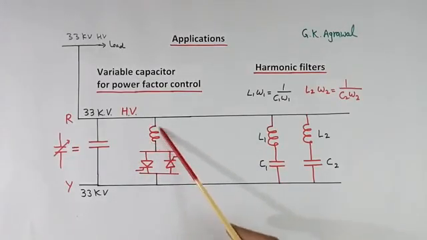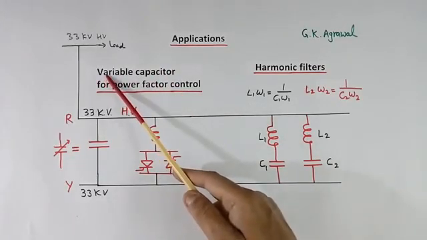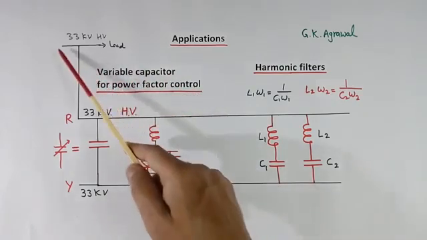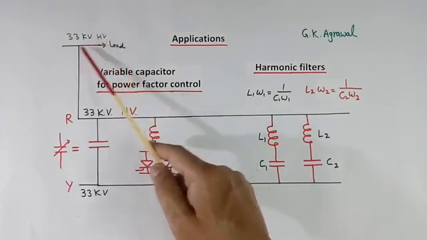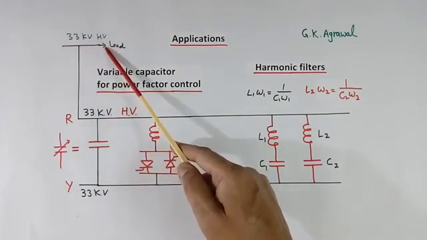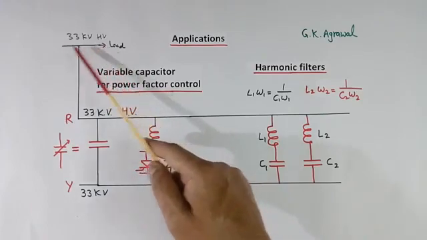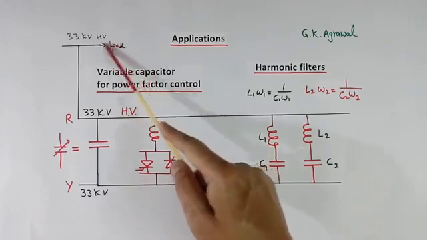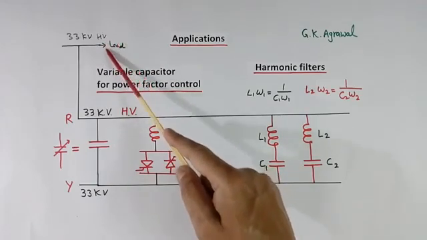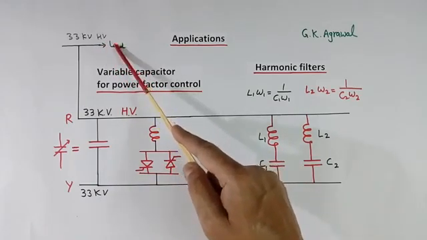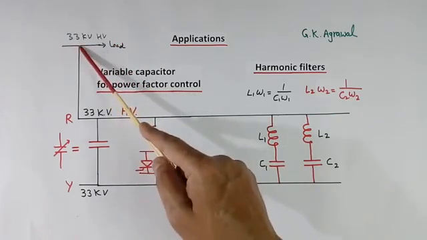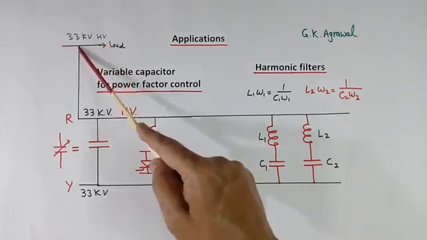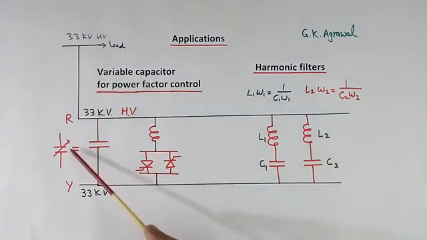Another use of this inductor is as a variable capacitor for power factor control. Here I have shown 133 kV high voltage AC supply. Here I have shown one wire, there will actually be 3. I have shown RY, there will be one more. This will have a load. This load will not have unity power factor. To improve the power factor here and to stabilize the voltage at this point, we require a capacitor which should be variable.